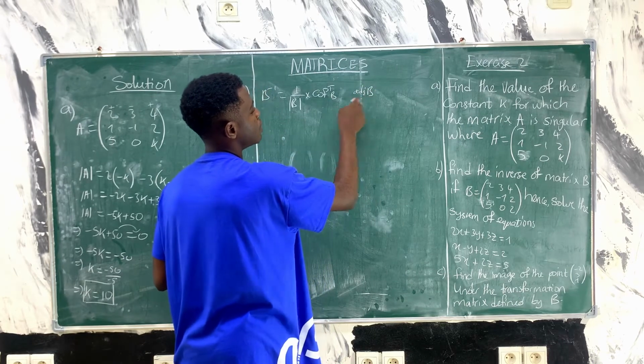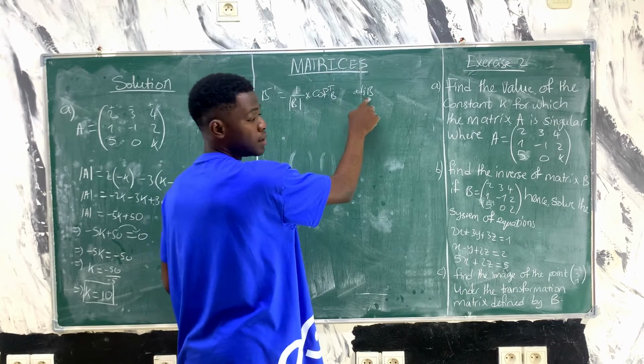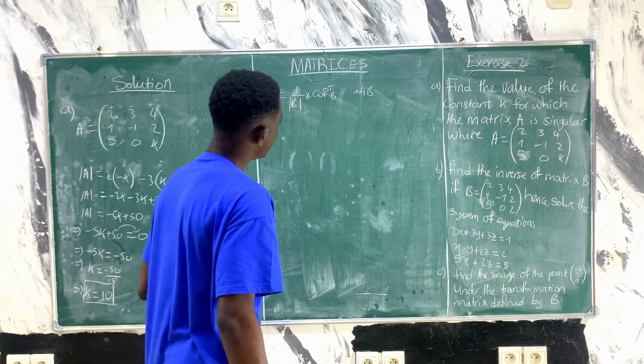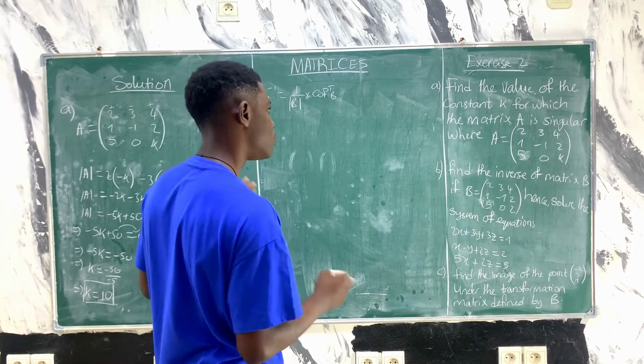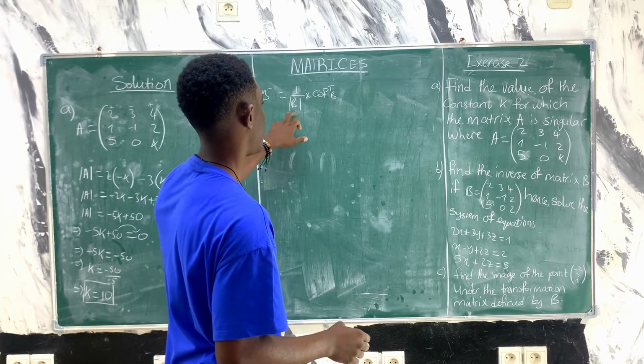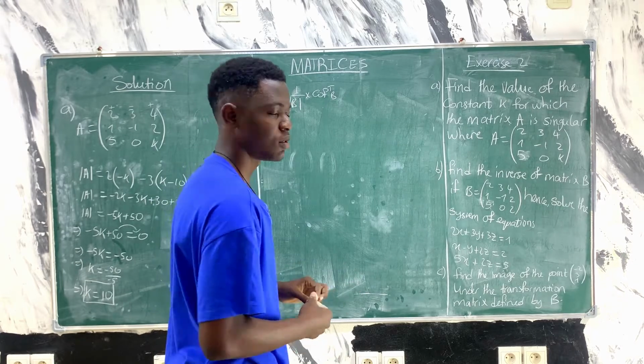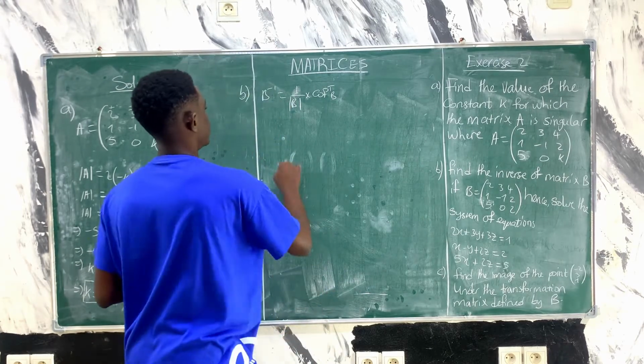You can write it like this at the place of cofactor transpose of B. You write like this, it is correct. So let's first find real quick the magnitude of the determinant of B.